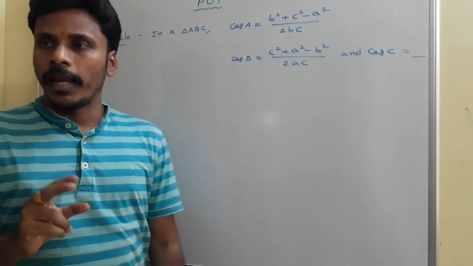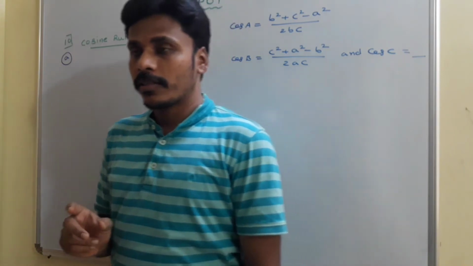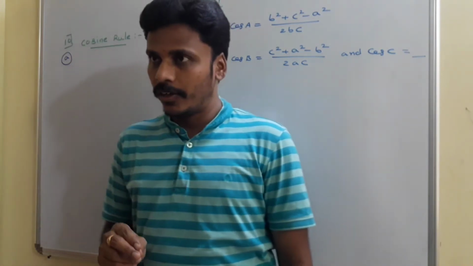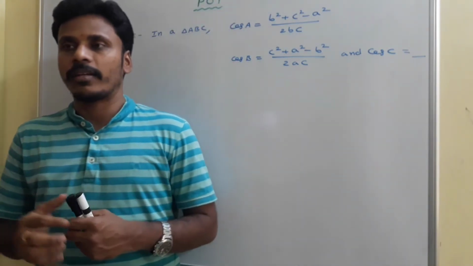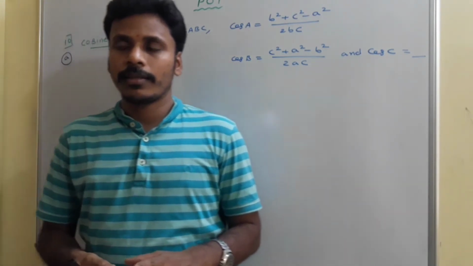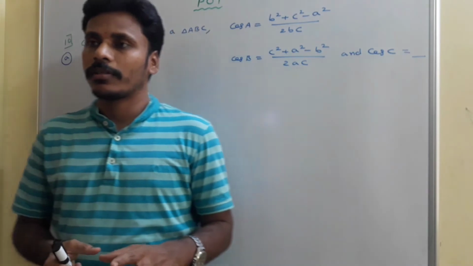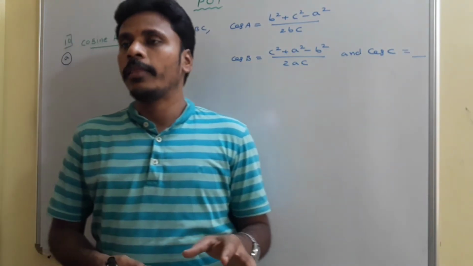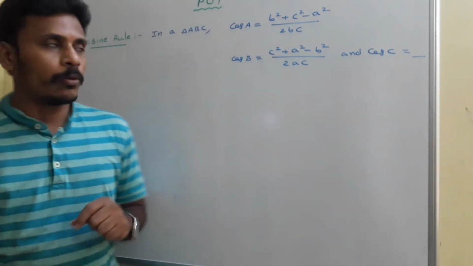See, in the last class we discussed the Mollweide rule and tangent rule and some examples related to the tangent rule. In today's class, we are going to discuss the cosine rule and projection rule. Look there on the board.